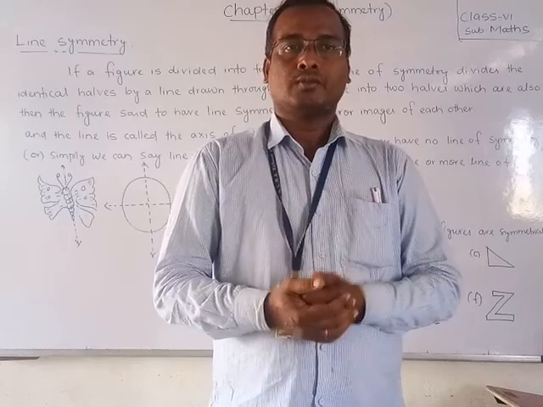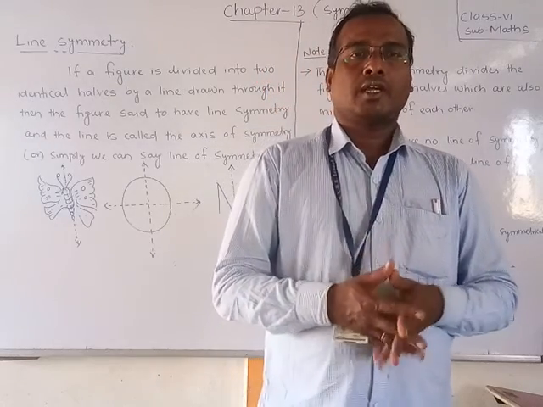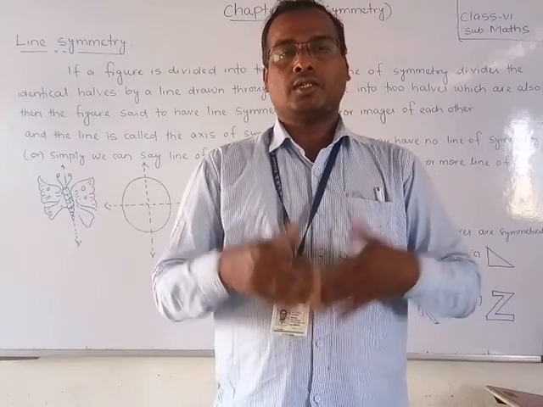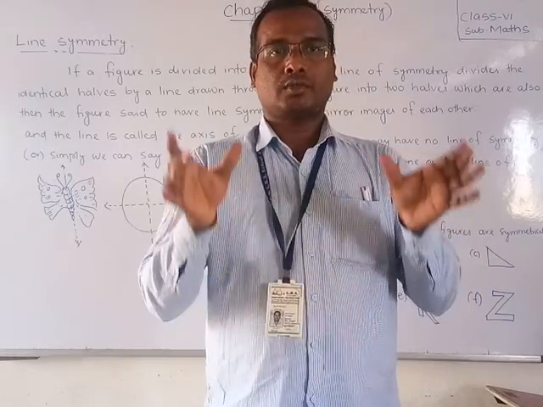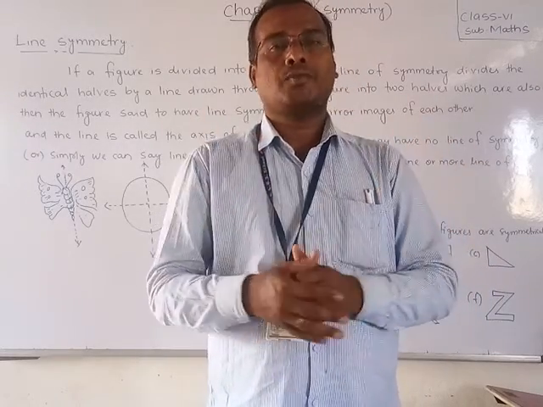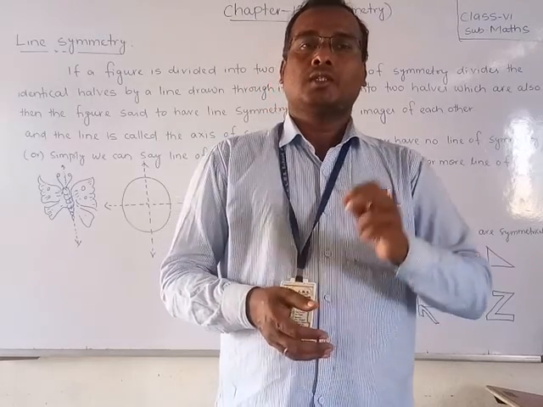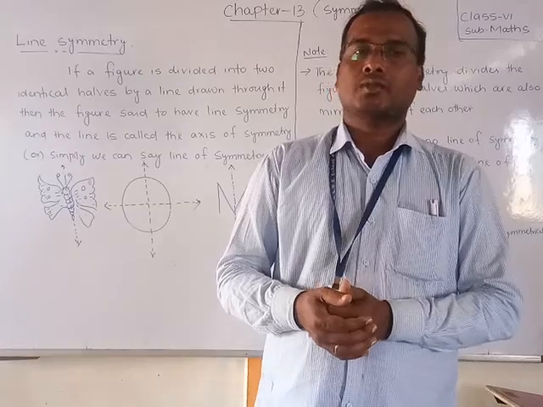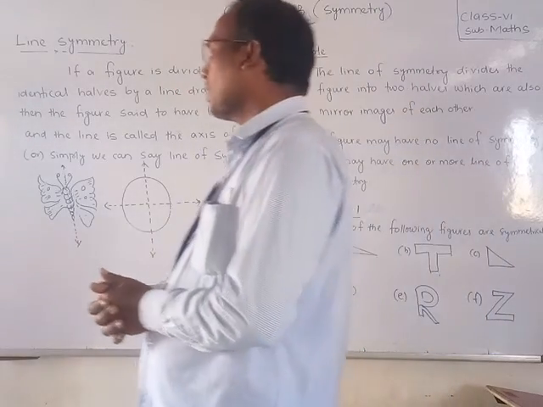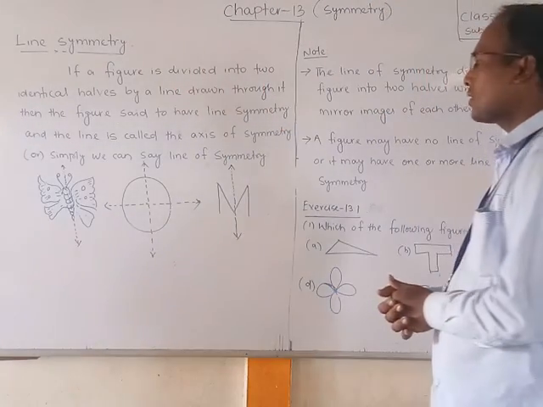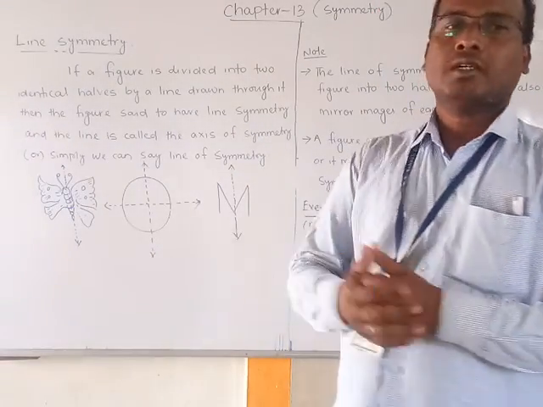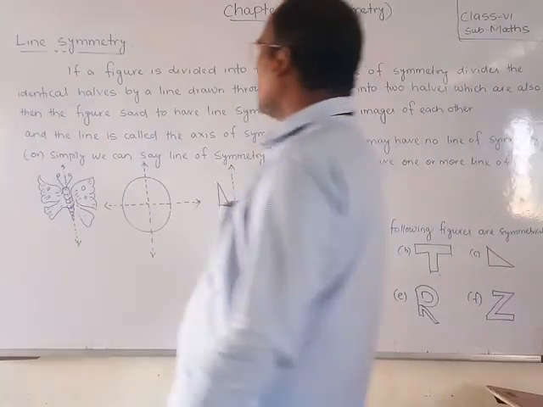So what is the line of symmetry, friends? If a line is drawn on a figure and it makes it into two equal halves, then that line is called a line of symmetry of the given figure. Let us see how we should find out the lines of symmetry from the given figures or diagrams. Now see the definition.